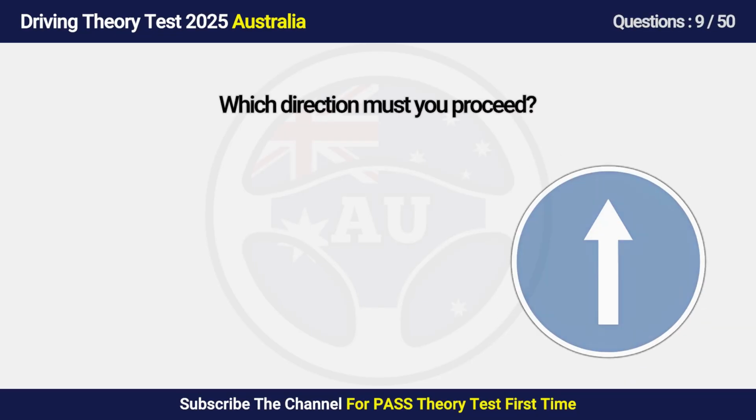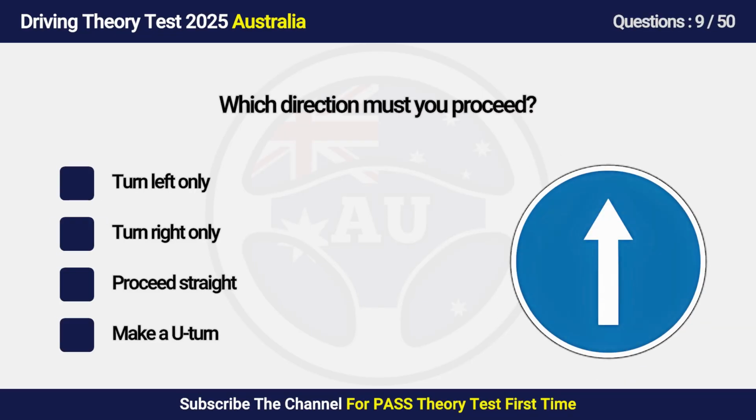Question 9. Which direction must you proceed? A. Turn left only. B. Turn right only. C. Proceed straight. D. Make a U-turn.